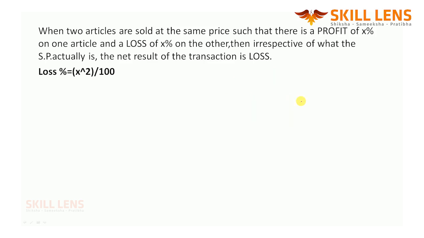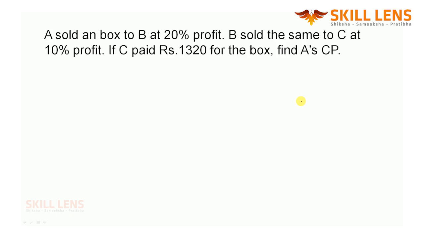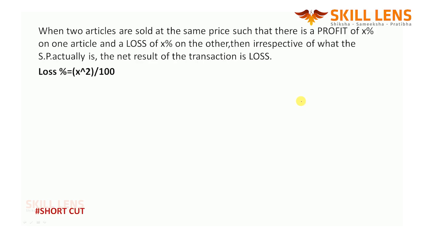Okay, so let's understand. Question number 1. Cost price of two articles are same, same percent profit, same percent loss. Your answer is no profit, no loss. Second question. Cost price of two articles are same, different profit or loss percentages. Your answer is you have to calculate the average.